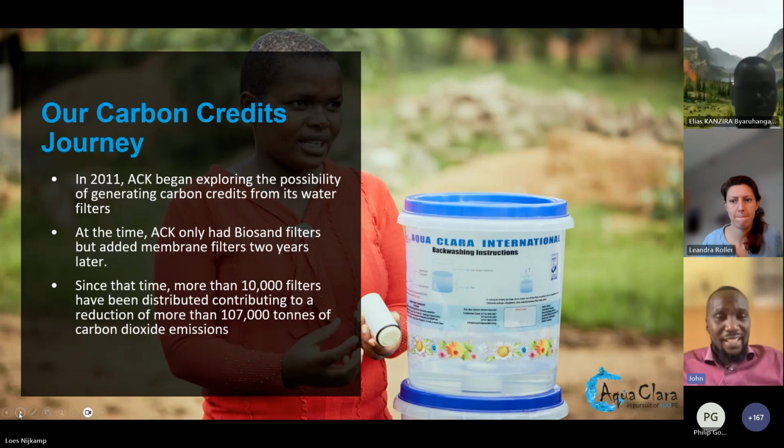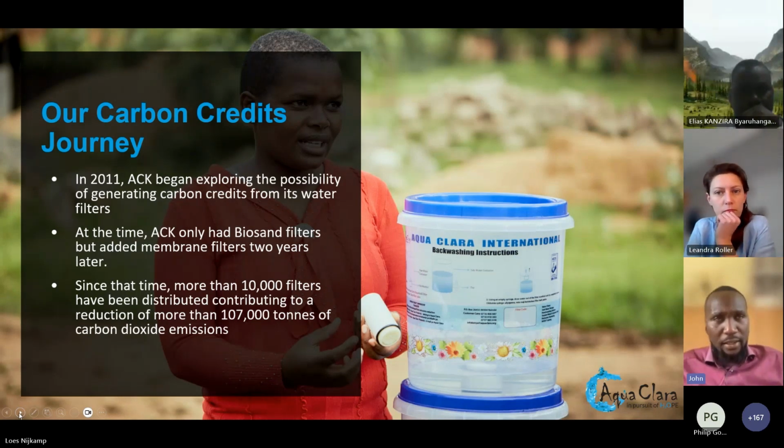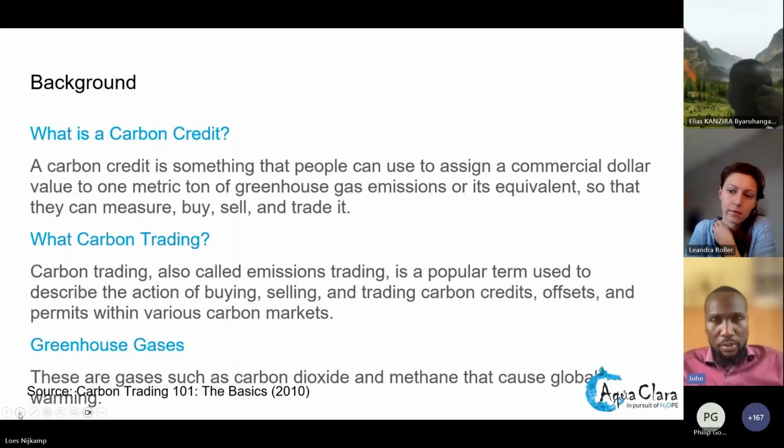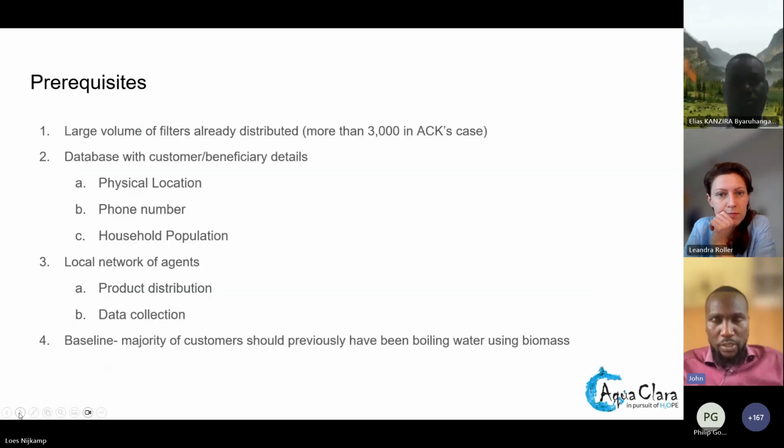And since that time, of course, as I said, we have sold even more filters than this. And last year, I think we had reached around 280,000 tons of carbon dioxide emission reduced. So we can move to the next one. That's a bit of the timeline for us, but we can move to the next slide, Luz, just to share more important insights. Again, this is something that Philip has laid a good foundation on, so we can move to the next one.